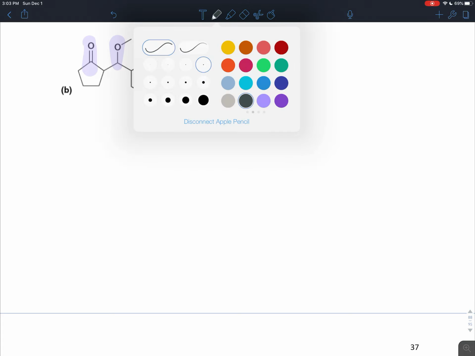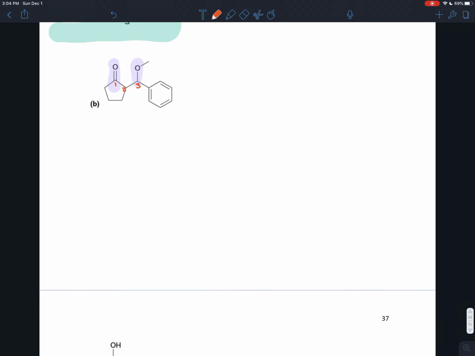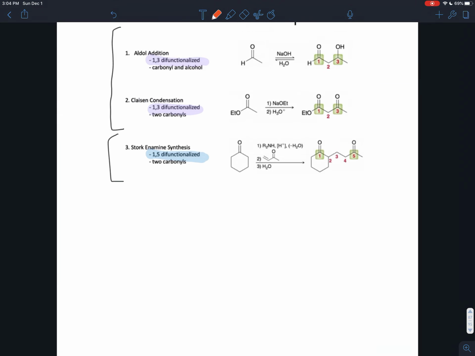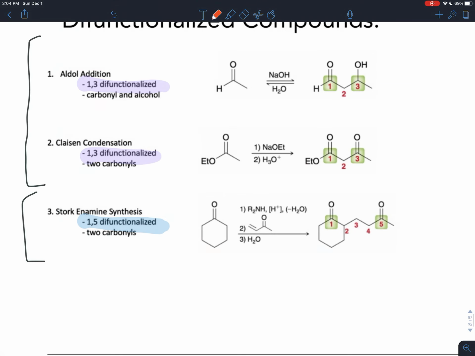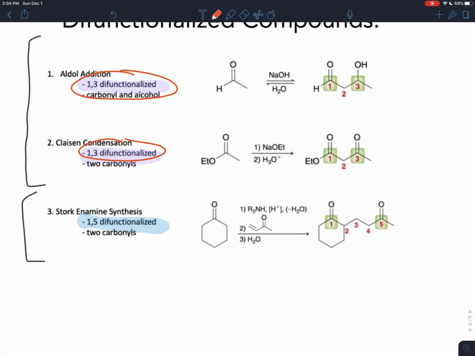If you have two of them, then you have a di-functionalized compound. Highlight those and then number them. Starting at 1, how far is the other one? You'll see that here, your two functional groups are on carbon numbers 1 and 3. Now that narrows our thinking down to the Aldol addition and the Claisen condensation. Both of those have 1,3 di-functionalized compounds. The difference between them is how many carbonyls you have. In the Aldol addition, you have just 1, and in the Claisen condensation, you have 2.